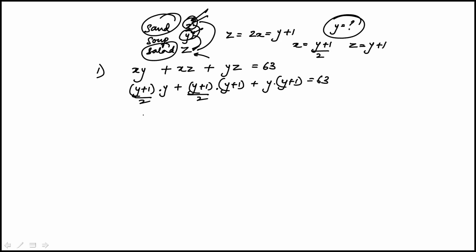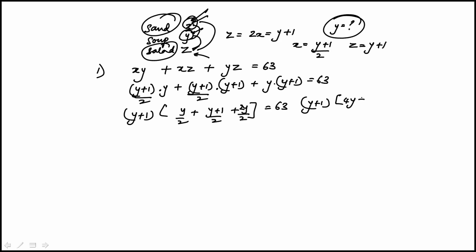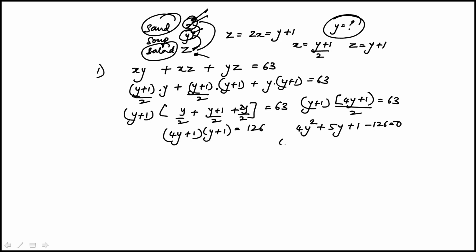So here you'll note I can factor out the Y plus 1. So I'll get Y over 2, Y plus 1 over 2, and then Y. So we'll do 2Y over 2. So sometimes you have to do this algebra. So that would be 4Y plus 1 over 2. So we get this quadratic, 4Y plus 1, Y plus 1 equal to 126. If you do the expansion here, you will get 5y plus 1 minus 126.